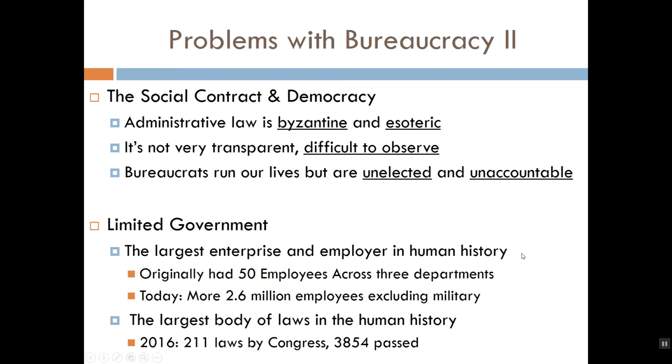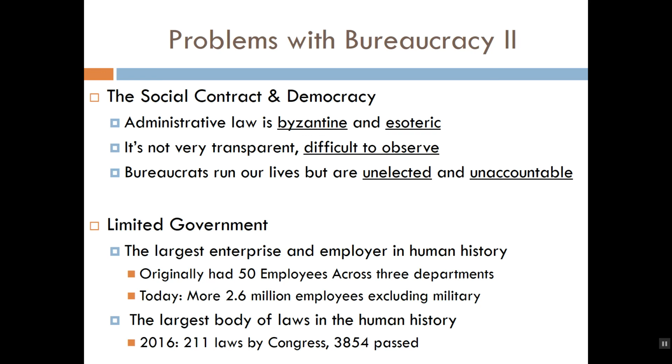The next major concern with the modern executive bureaucracy is that it's not entirely consistent with our constitutional principles of democratic governance and the social contract. See, the executive bureaucracy is actually going to make most of the laws that we live under. For every law made by Congress in 2016, we had about 37 laws created by executive bureaucratic agencies.